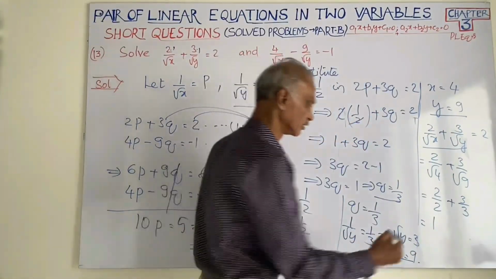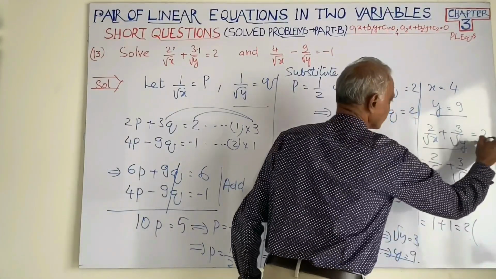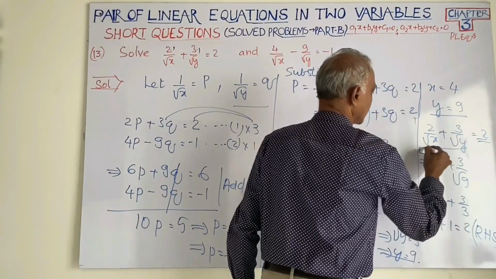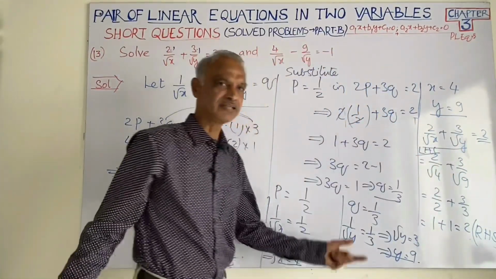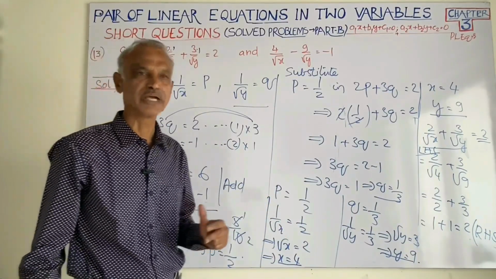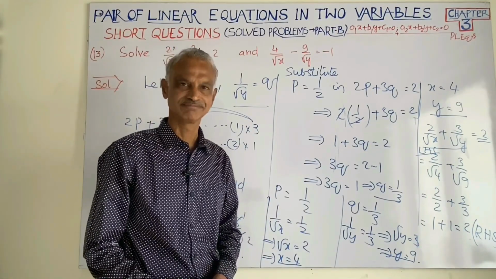3 by 3, 1. 1 plus 1 is equal to 2. You got RHS. What is RHS? I have taken LHS and got RHS. That is true. Yes, our answer is true. X is equal to 4 and Y is equal to 9. Like that you have to do.